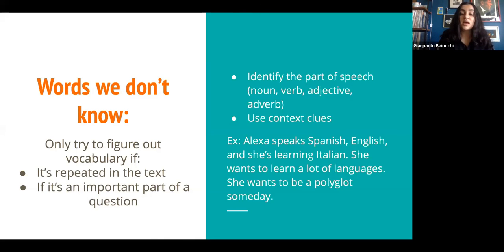Okay, so now we're going to get into the first paragraph of the text and go over the details and maybe use this strategy to come up with definitions for words we don't know if they come up.